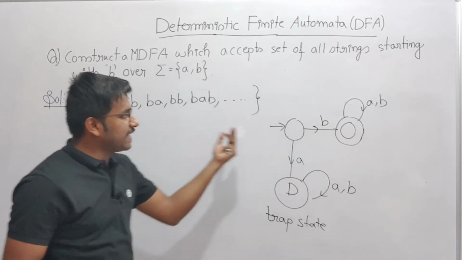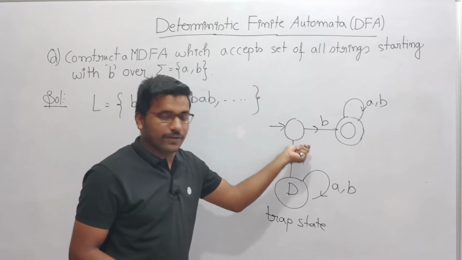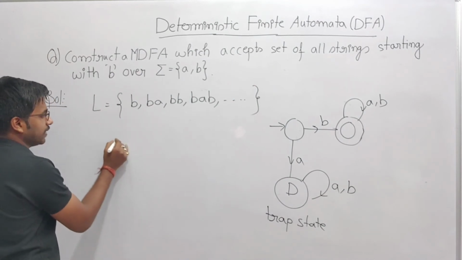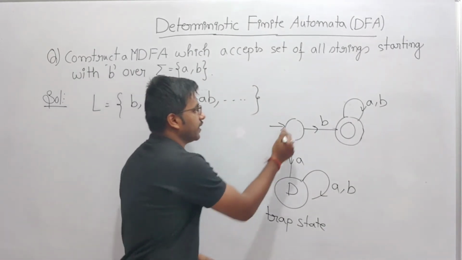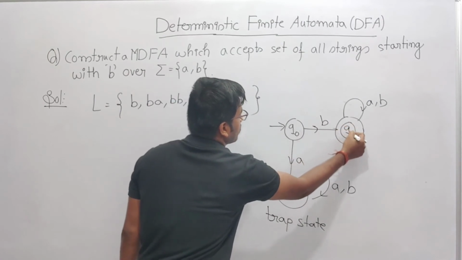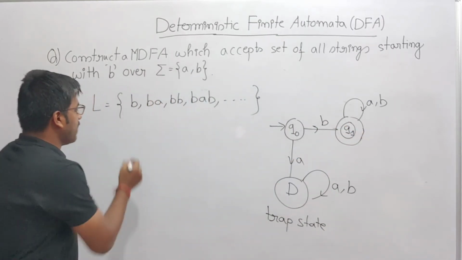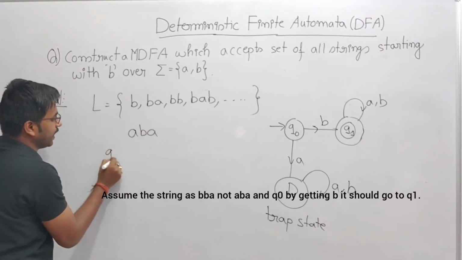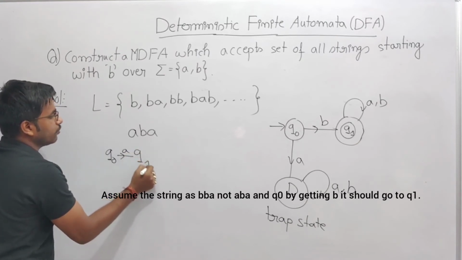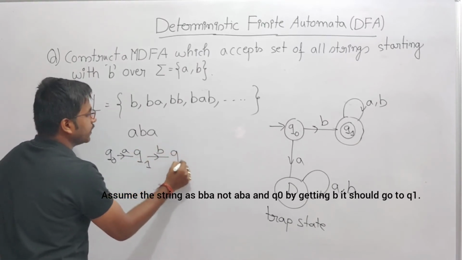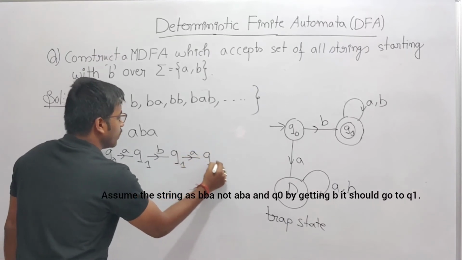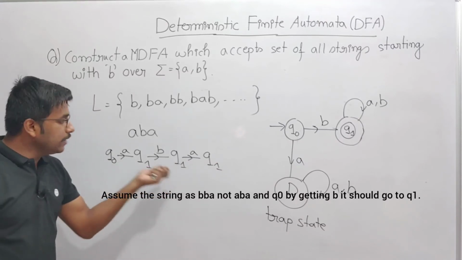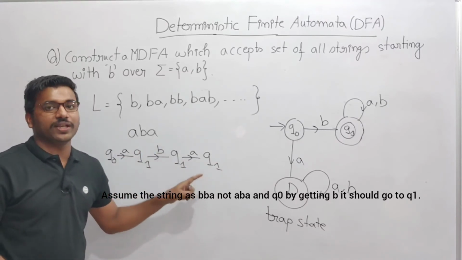Upon scanning the string from the initial state, if it reaches any of the final states, and we can have more than one final state, then the string is accepted. Let us assume the name of this state is Q0 and this one is Q1. I have the input ABA. Scanning from the initial state Q0, on getting A it goes to Q1. Q1 on getting B goes to Q1 only. Q1 on getting A goes to Q1. So upon scanning the string from the initial state, if it reaches a final state, then that string is accepted.